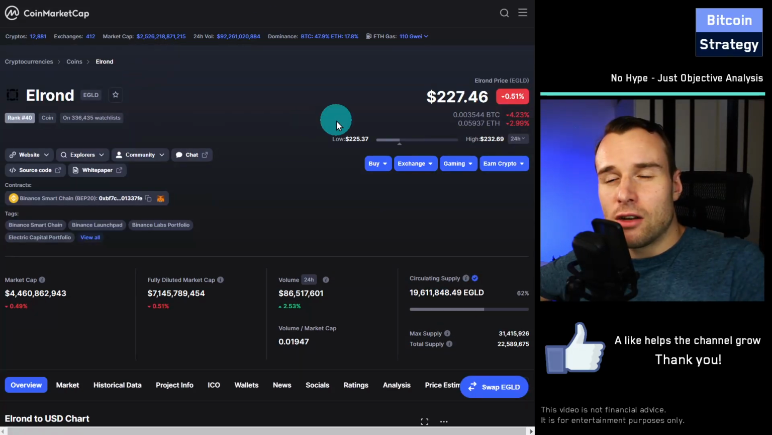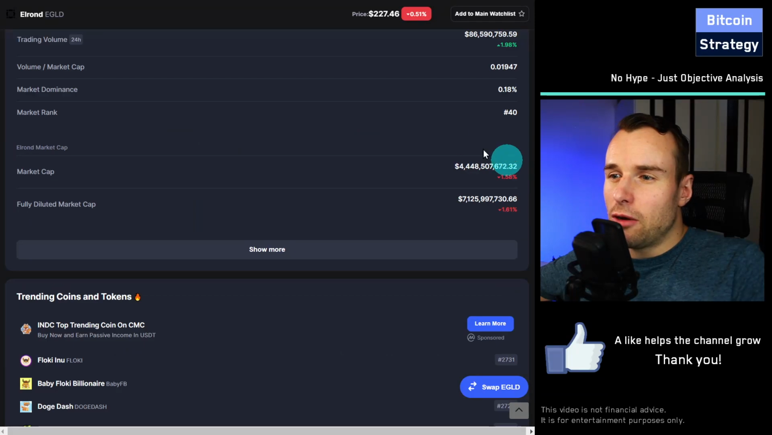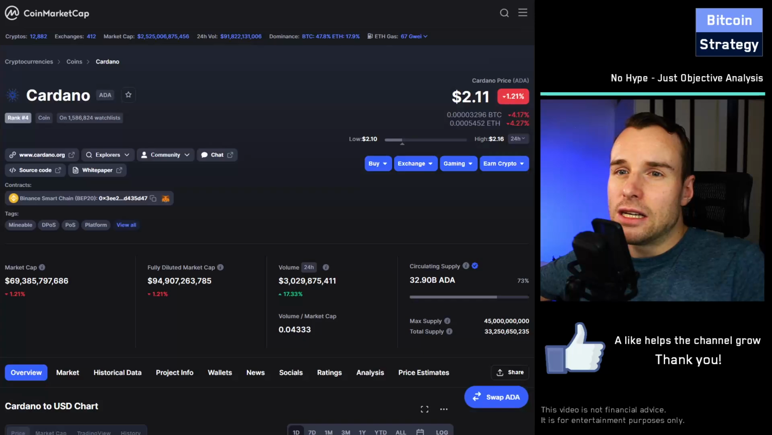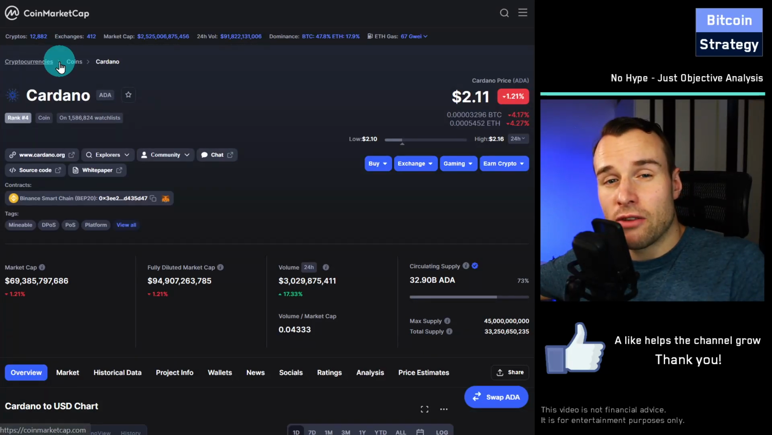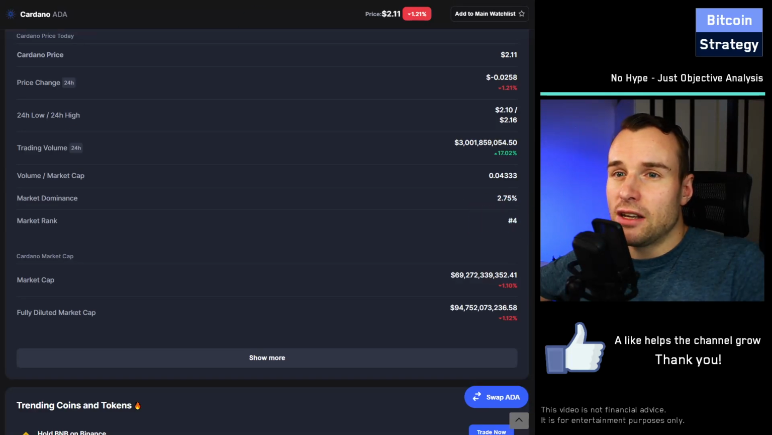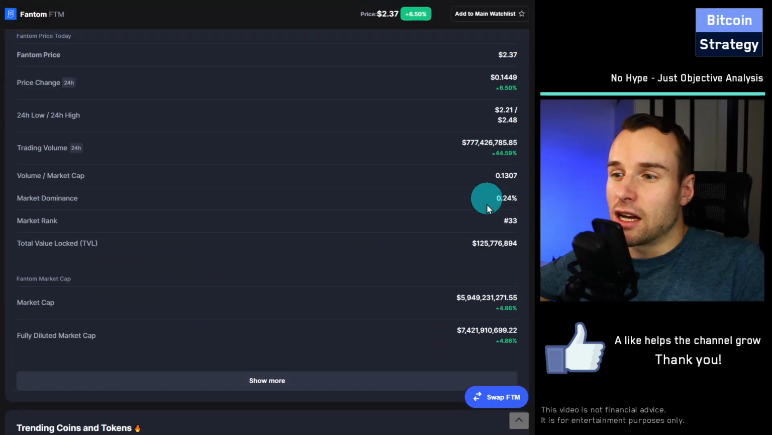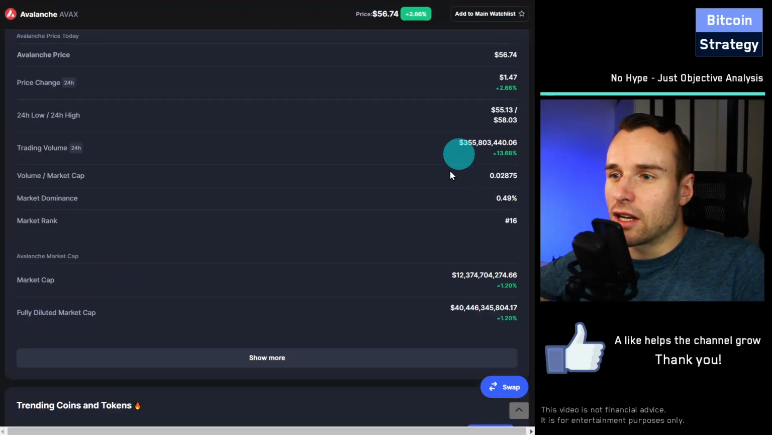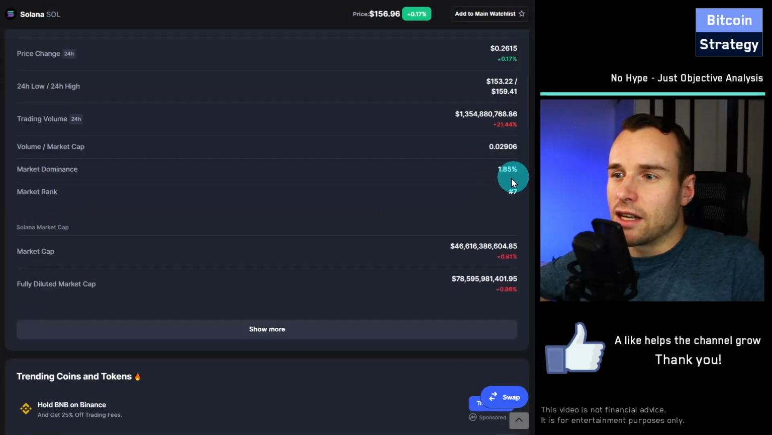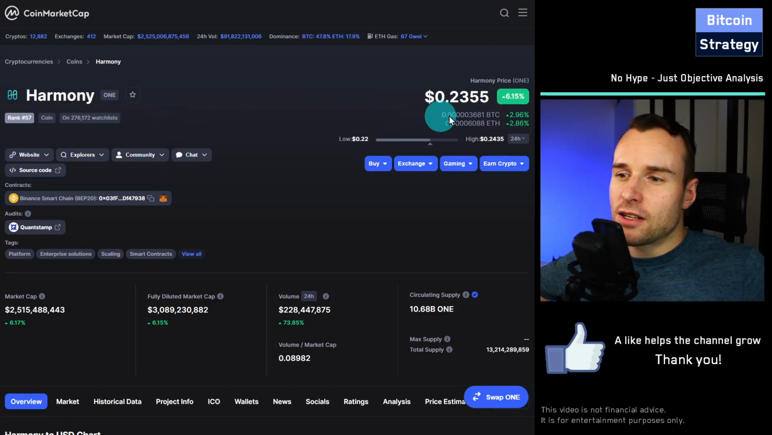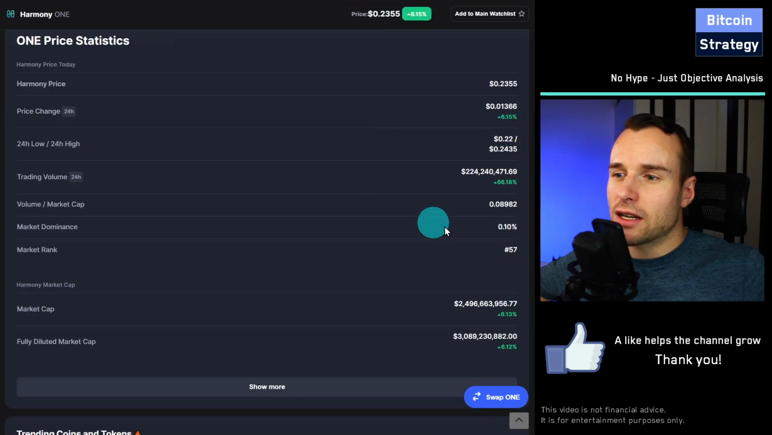Now, when investing in Elrond, you need to be aware that it's comparatively more risky. We are looking at market rank 40. Its competitors, most of them tend to have a higher market cap and a higher market rank. Cardano is obviously in the top 10. It's at number 4. Phantom is larger, rank 33. AVAX is also larger, market rank 16. Solana is at number 7. Polkadot at number 8. And the only competitor that's below in terms of market cap is Harmony at place 57.